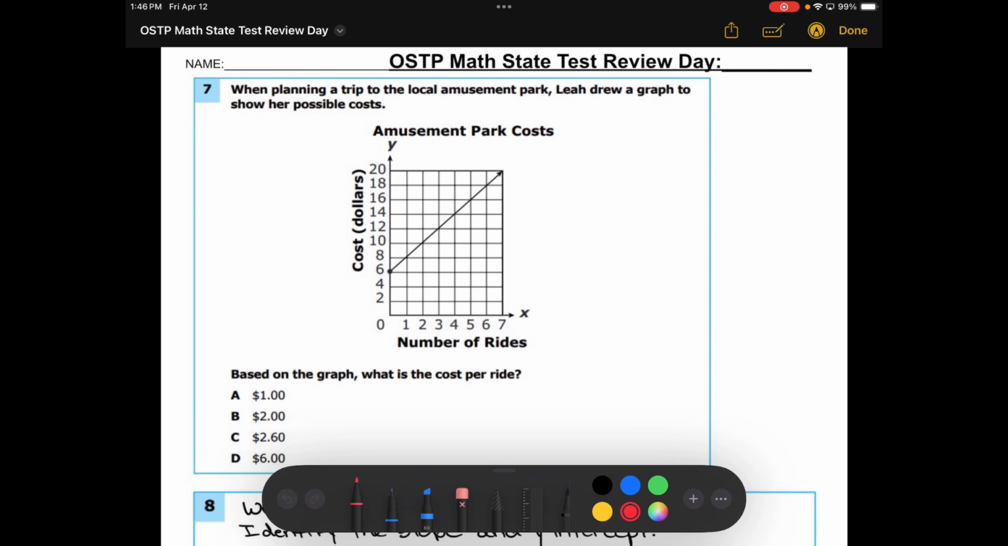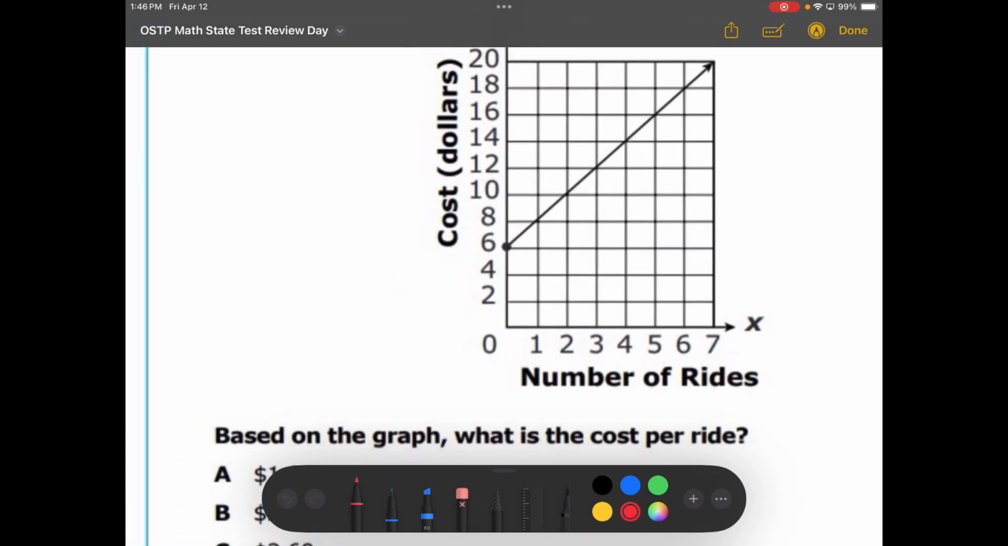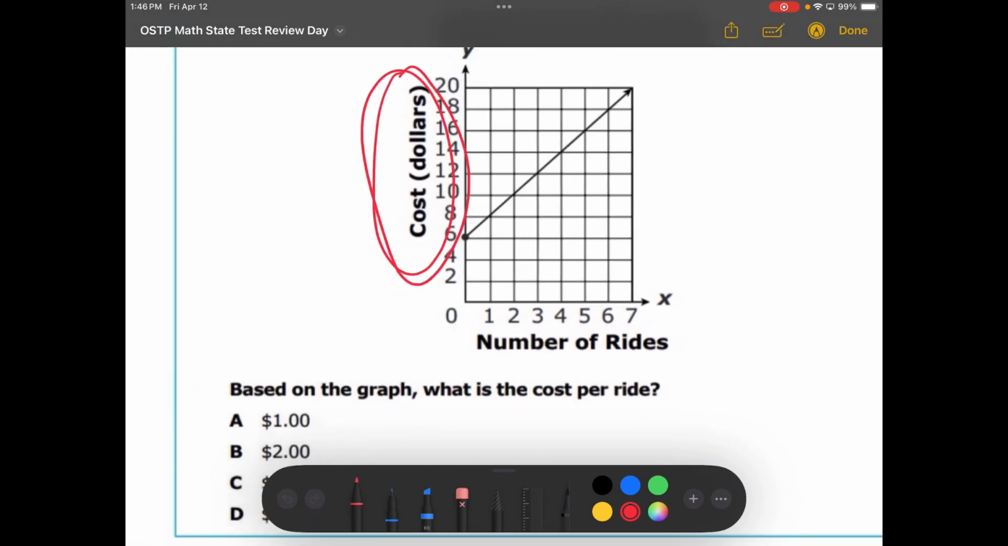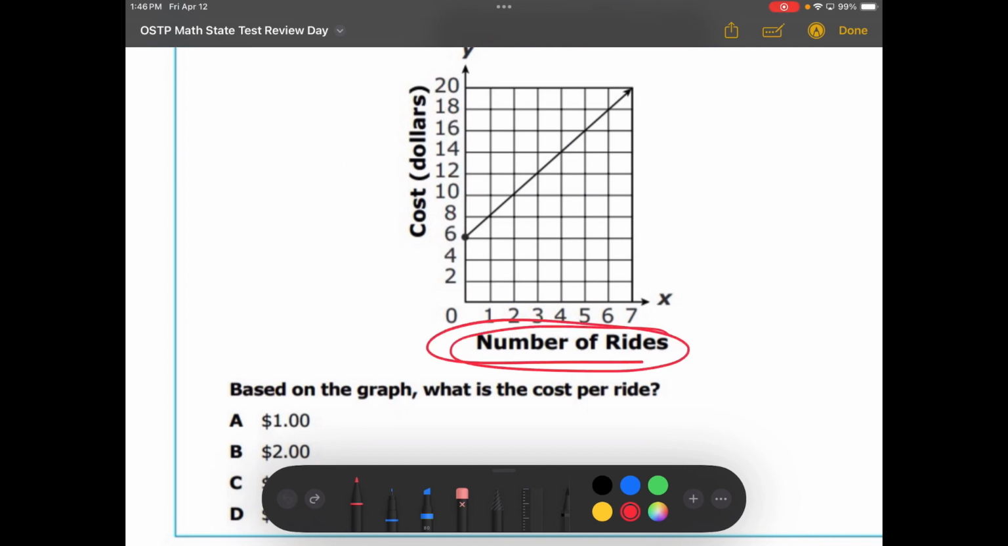When planning a trip to the local amusement park, Leah drew a graph to show her possible costs. We're just going to look at this graph. We're going to analyze it a little bit. On the left, we have her cost, how much it's going to cost her. On the bottom, it's how many rides she can take or wants to take. The question is, based on the graph, what is the cost per ride?